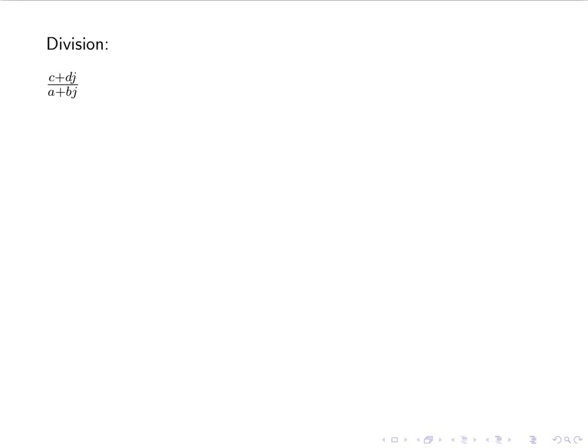So I have c plus dj over a plus bj. When I want to simplify a complex number divided by a complex number, I don't want to have an imaginary part in my denominator. Okay, we've talked about it before. If you go back to radicals, we would rationalize the denominator. We always want our denominator to be a positive integer. So I'm going to multiply the top and the bottom by the conjugate of the denominator. So notice if I multiply it by something over something, that's just 1. So I'm not changing the value. I'm just changing the way that it looks.